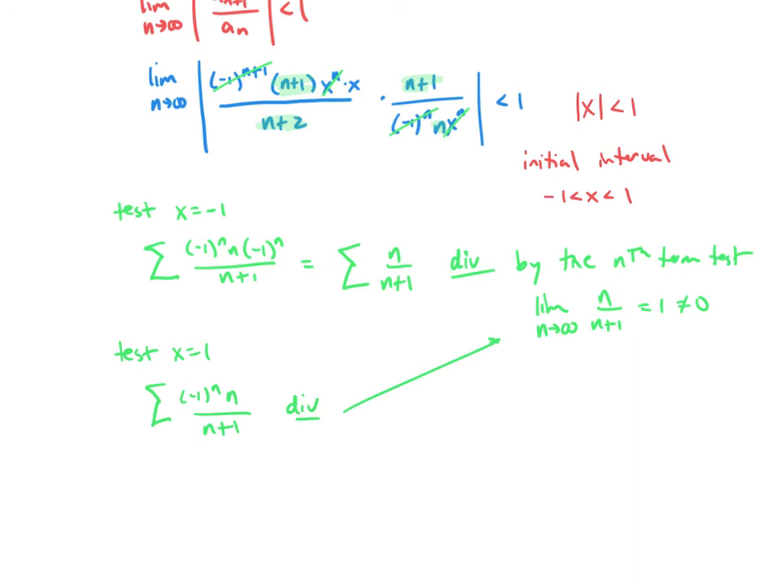So our interval that we had found, our initial one, will be the same as our final answer because we did not find that either one of those endpoints converged, and so therefore it's going to be open for both negative 1 and 1.